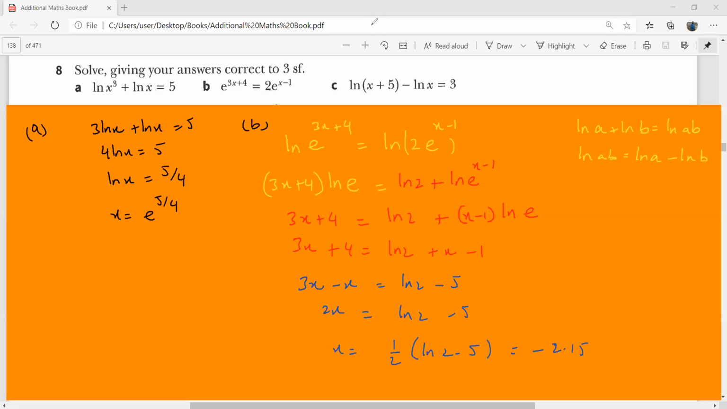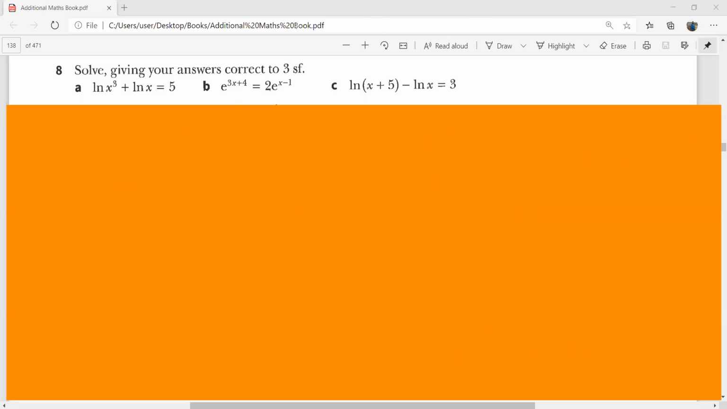Okay, now the c part is a very important part, like you will be seeing many such questions in your past papers. Okay, let me cover all of this. Okay, the c part. In the c part, you have ln (x plus 5) minus ln x equal to 3. Please remember this, never forget it, that ln (a plus b) can never be written as ln a plus ln b. You should never think about doing this thing, okay?